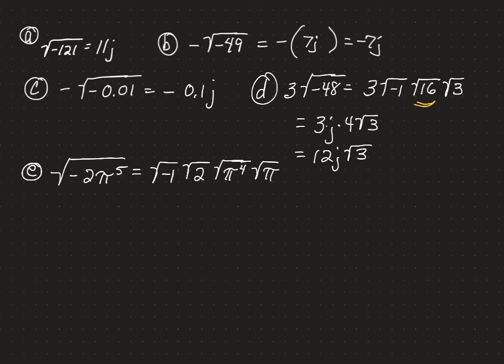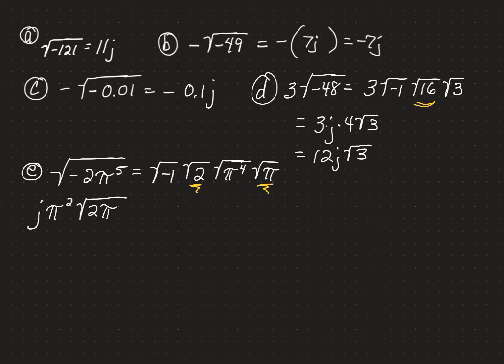Why did I do it that way? The square root of negative 1 is j. Square root of 2, I can't pull anything out of there. Square root of pi to the 4th is pi squared, because pi squared times pi squared gives me pi to the 4th. I have left under the radical, I couldn't pull anything out of here, I couldn't pull anything out of here, so those are left under the radical.